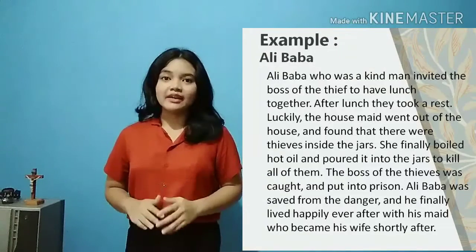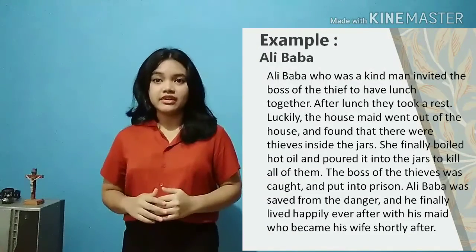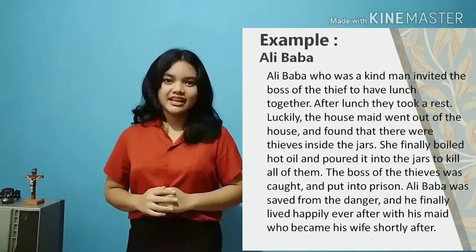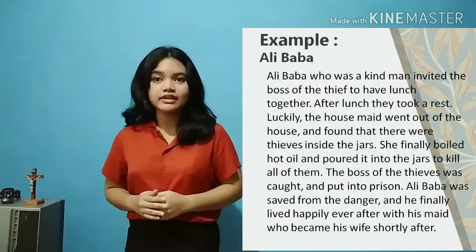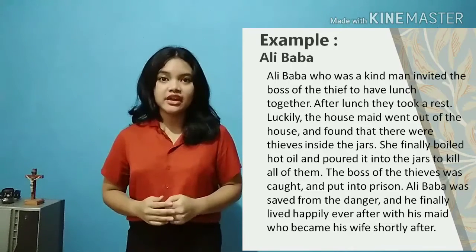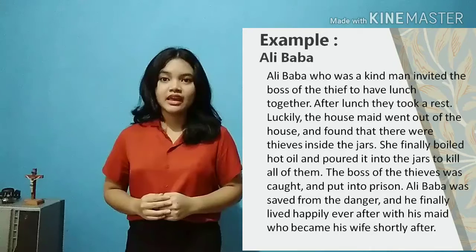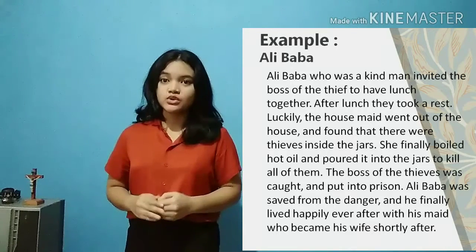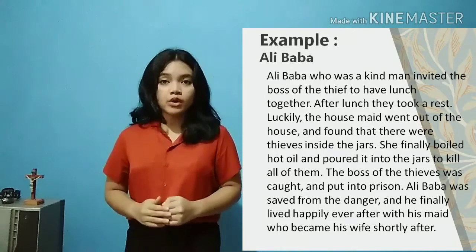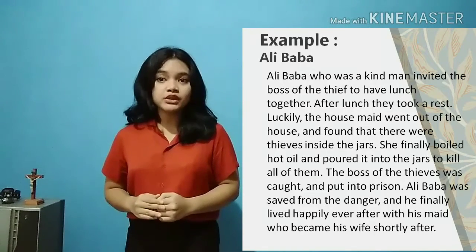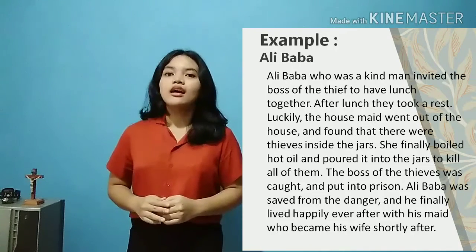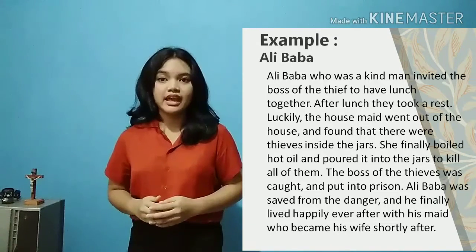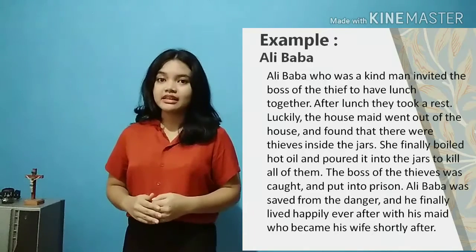Ali Baba, who was a kind man, invited the boss of the thieves to have lunch together. After the lunch, they took a rest. Luckily, the housemaid went out of the house and found that there were thieves inside the jars. She finally boiled hot oil and poured it into the jars to kill all of them. The boss of the thieves was caught and put into prison. Ali Baba was saved from the danger, and he finally lived happily ever after with his mate, who became his wife shortly after.